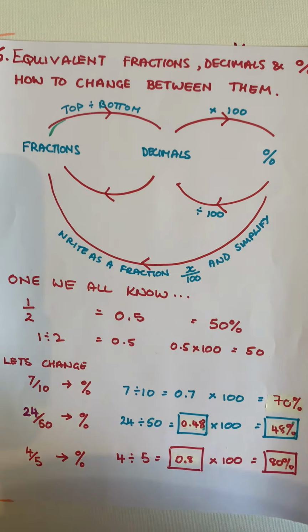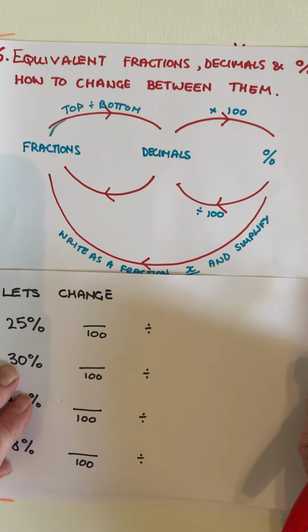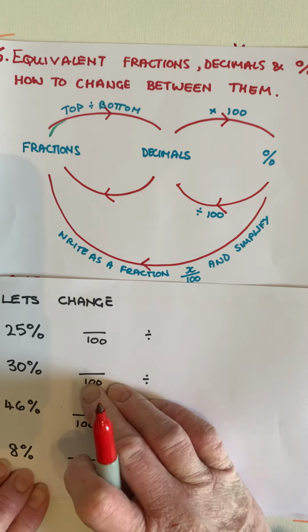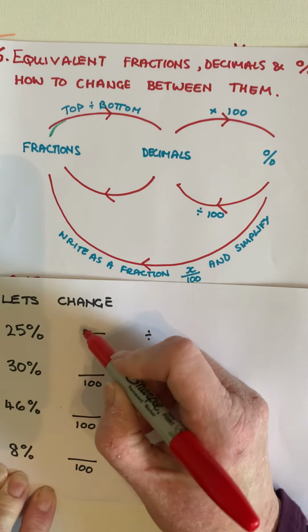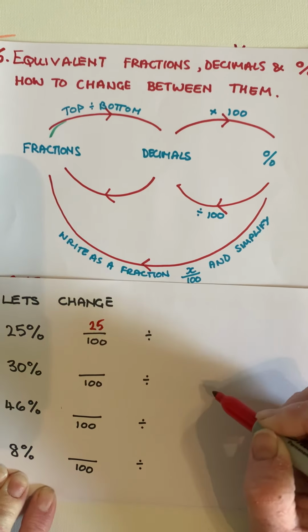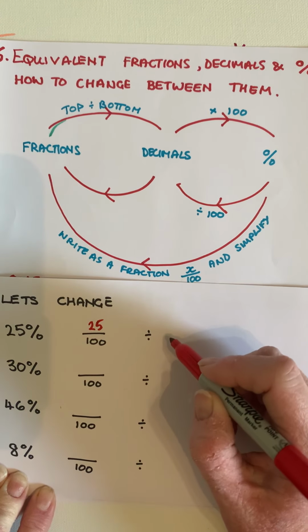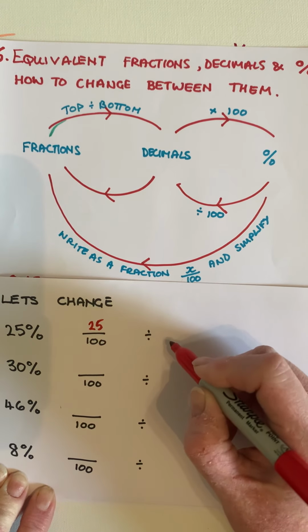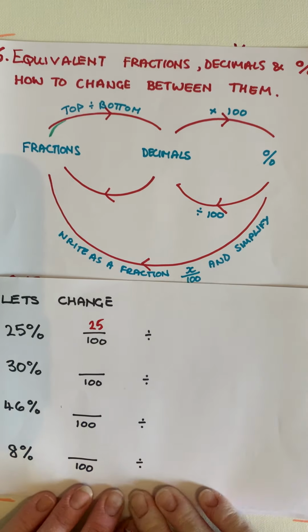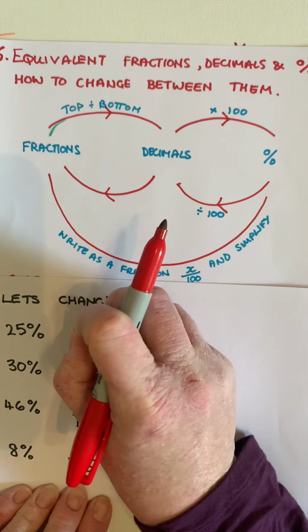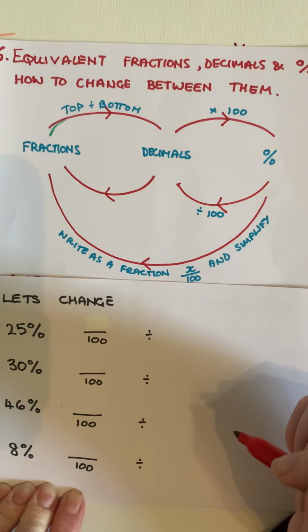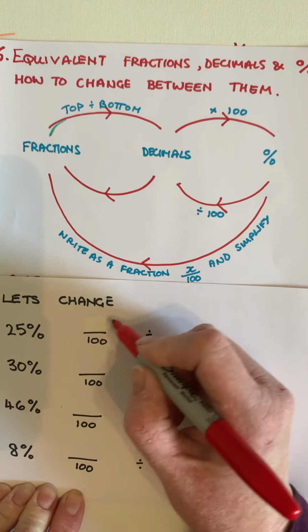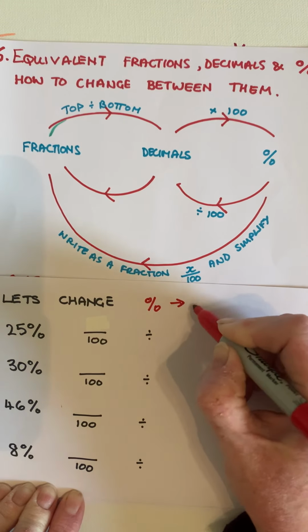Okay. I've got a few more here. Let's try these. I'm going to keep the diagram there. 25% is 25 100ths. Top divided by bottom. Oh no, so we're going to do it differently. Right, I can just edit this out. Okay, in these questions we're changing percentages to fractions. That's percentage to a fraction.